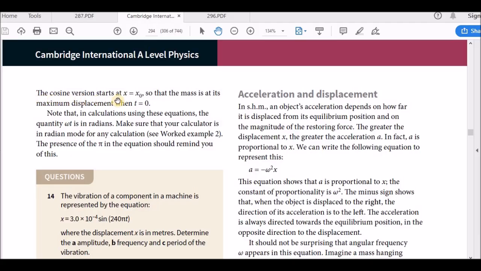Okay, so the cosine version starts at x equals x naught, so that the mass is at its maximum displacement when t equals 0. Note that in calculations using these equations, the quantity omega t is in radians. The angle is in radians. Make sure your calculator is in radian mode for any calculation. See worked example 2. The presence of the pi in the equation should remind you of this.